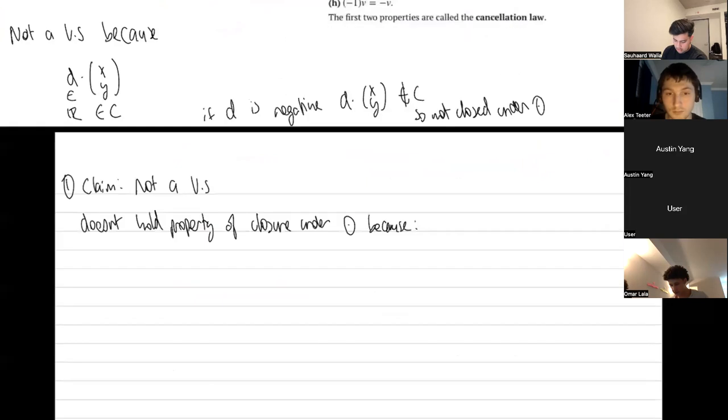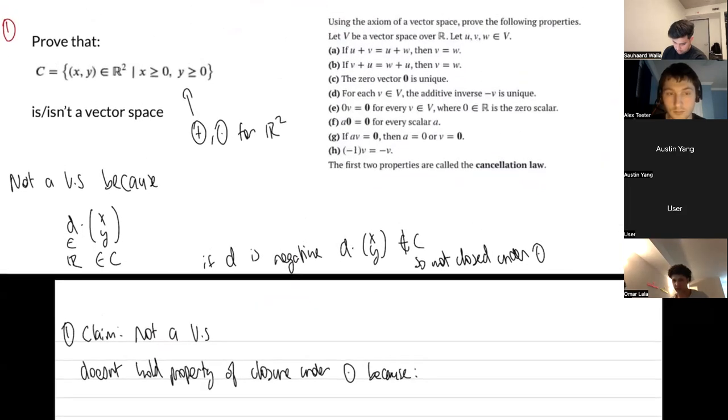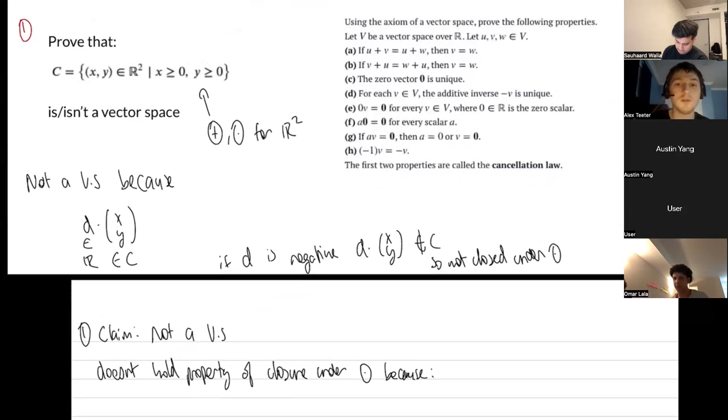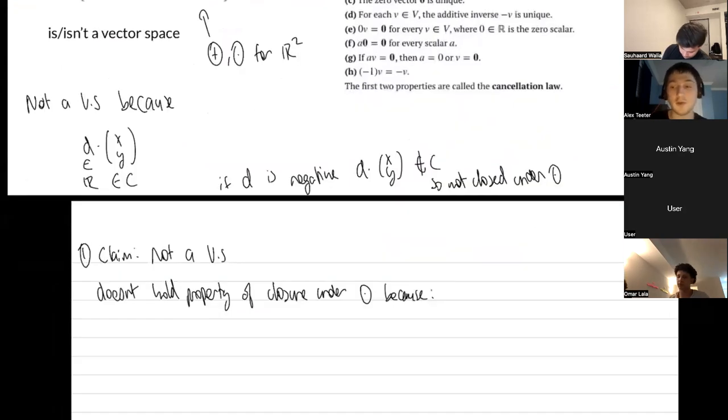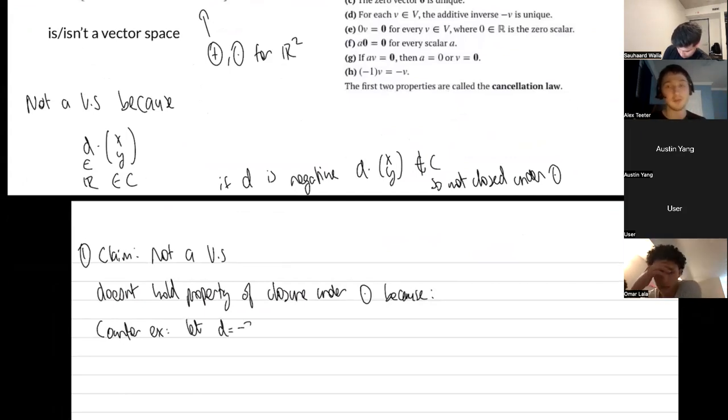Okay. But how do you prove it's not closed under multiplication? Because I just can't see the proof. You give a counterexample. So basically you show an example where it's not closed under scalar multiplication. You try to find a scalar such that when you multiply the vector by the scalar, it's not in the set anymore.